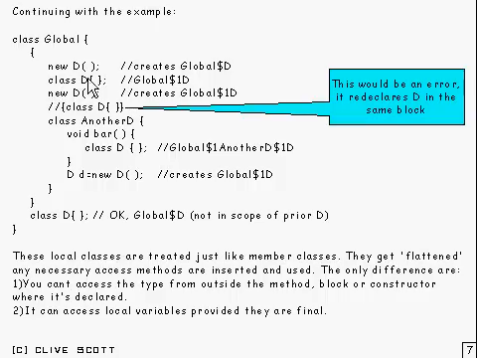Here's a class definition for D here, and this time it's going to be global $1D because it's a local class. And if we do new D here, of course we're going to get global $1D, as it'll be that one it's picked up. If we try and do something like that though, declare a block and put another definition for D in, you'll get an error because it redeclares D in the same block. So that's not allowed.